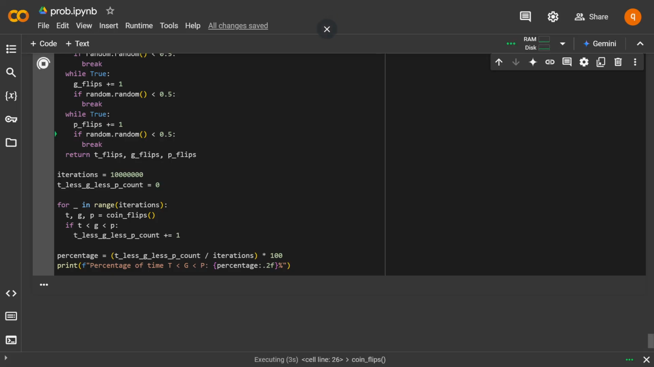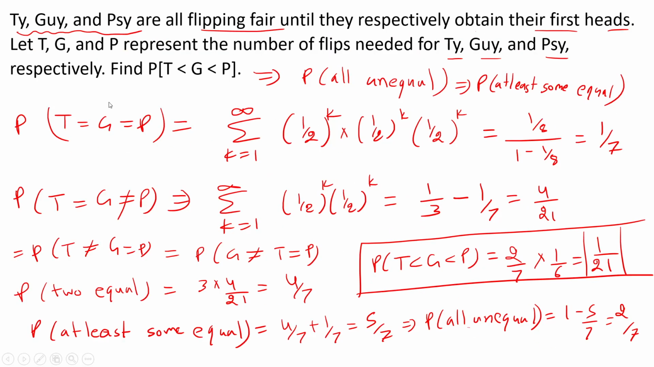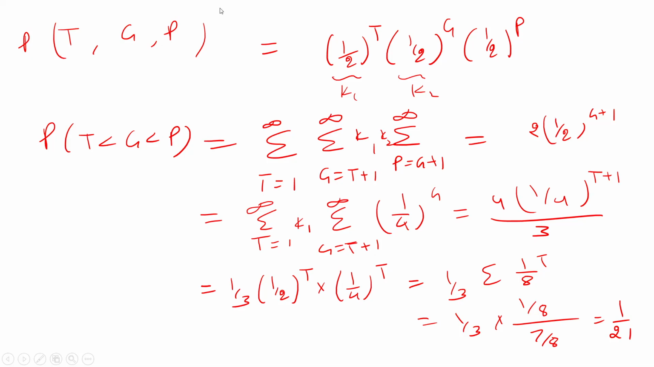So I do hope you understood the code, and what did we do here? So all unequal, at least some equal, all three equal, two equal, at least some equal, all unequal, and then 1/6 of that. Or we just counted T can go from 1 to infinity, G can go anything as long as it's more than T, and P can go anything above G. And then we did the 3 geometric sum, and now we are here.